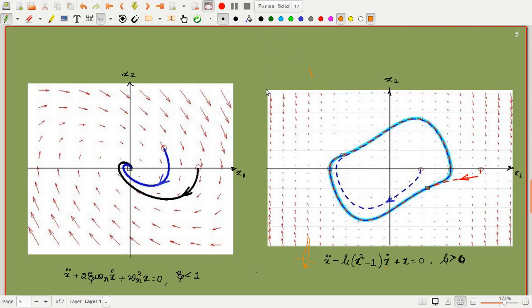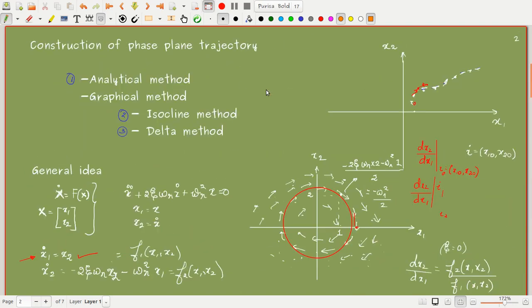Now in the next lectures we will see how to construct phase portraits. Okay, we will see the analytical method for construction of phase portraits.